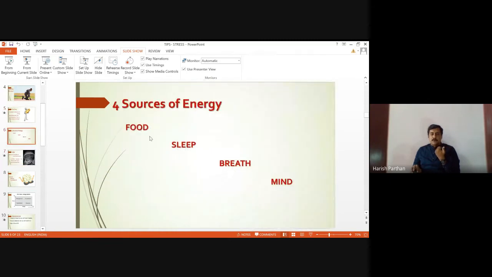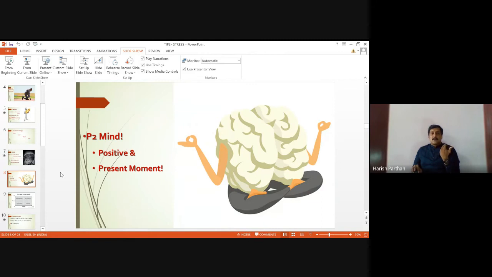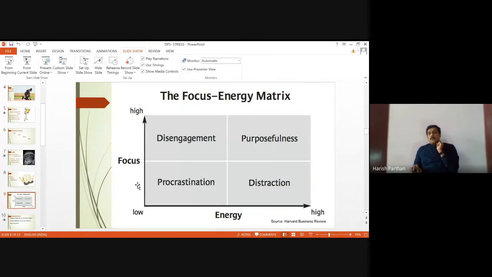Your four sources of energy are food, sleep, breath, and mind. This is what we have. I'll just present it like this so that it is easier for you. So if our energy is fantastic and your focus is fantastic, you see that your purposefulness is achieved. What you want to achieve, you will definitely achieve.